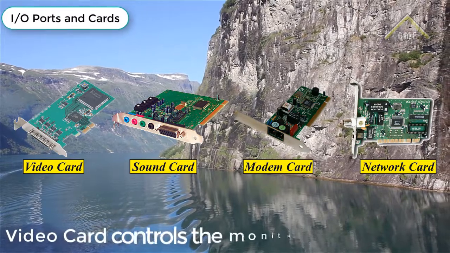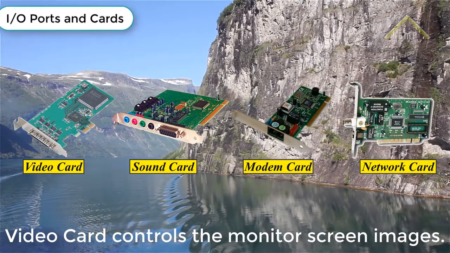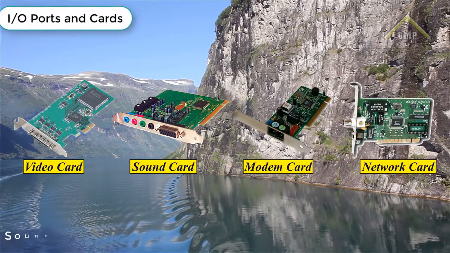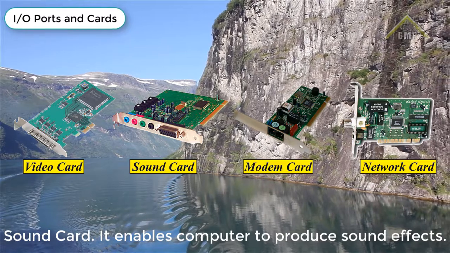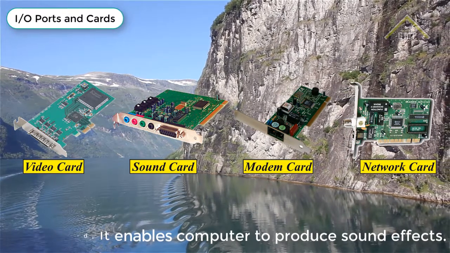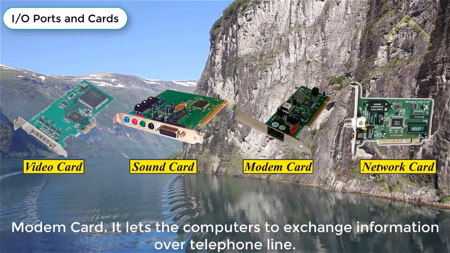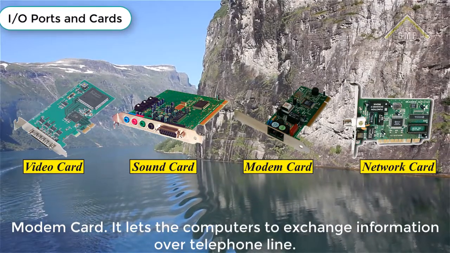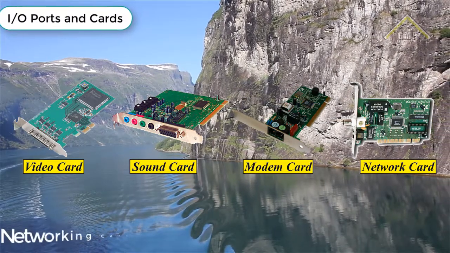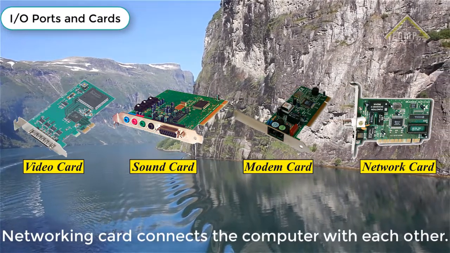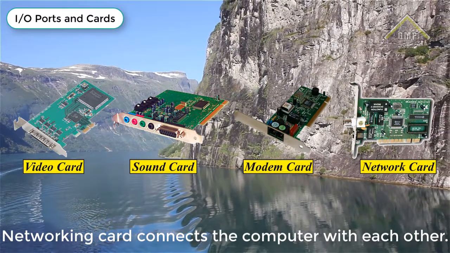Number 1. Video card. The video card controls the monitor screen images. Number 2. Sound card. It enables the computer to produce sound effects. Number 3. Modem card. It lets computers exchange information over a telephone line. Number 4. Networking card. The networking card connects computers with each other.